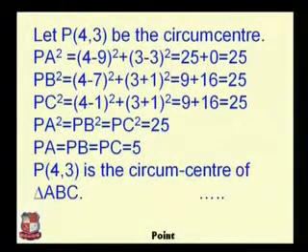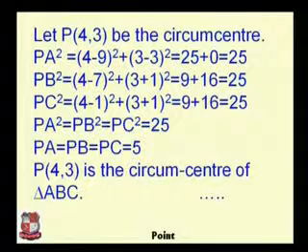Again by using distance formula, as we know that PB square is equal to (4 minus 7) whole square plus (3 plus 1) whole square. So 4 minus 7 we get minus 3. So minus 3 square, we get 9, and 3 plus 1 we get 4. So 4 square we get 16. Now addition of 9 plus 16 we get 25.